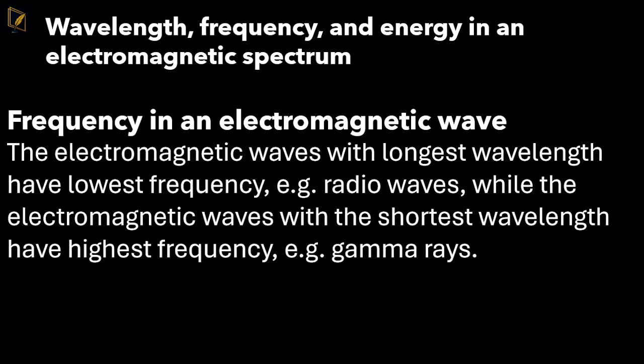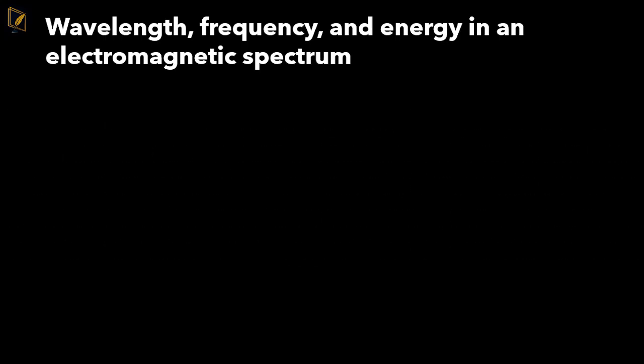Let's look at frequency. The electromagnetic waves with the longest wavelength have the lowest frequency. We have discussed this one. While the electromagnetic waves with the shortest wavelength have the highest frequency. The frequency of the wave affects the energy with which the type of radiation transmits in a particular medium.